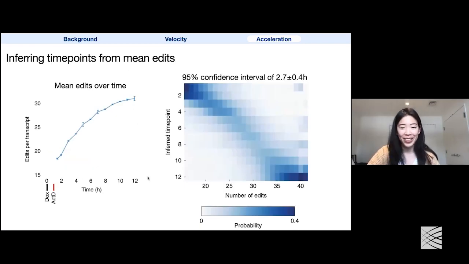Cool. So thank you for that question. I think that's a really important nuance to pick up actually in the method.